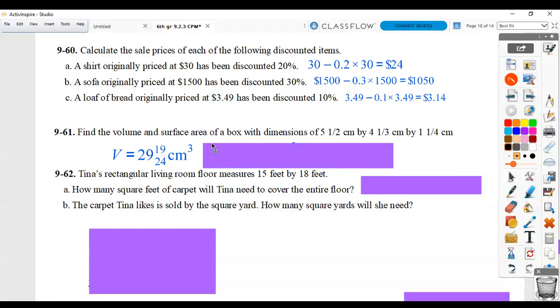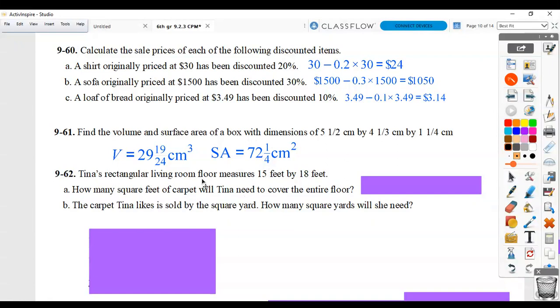And for surface area, you should write down your formula, which would be 2 times length times width plus 2 times width times height plus 2 times length times height. So 2 times 5 1/2 times 4 1/3 plus 2 times 4 1/3 times 1 1/4 plus 2 times 1 1/4 times 5 1/2. And again, that's basically just adding the top and bottom, the two sides, and the front and back. And when you add them all together in a box, you're getting the total surface area, which is 72 1/4 square centimeters. If you made this a decimal, that's fine too.